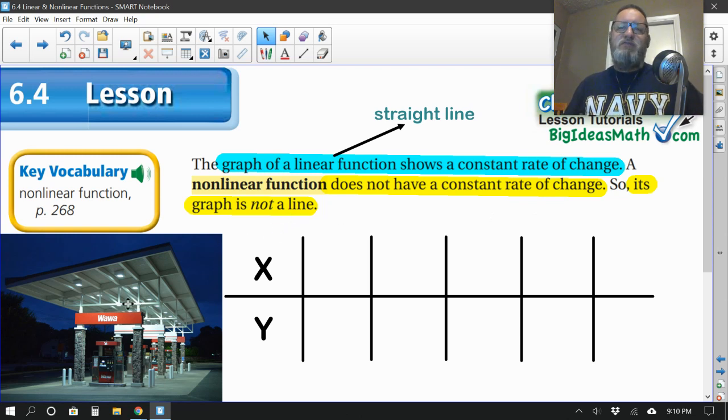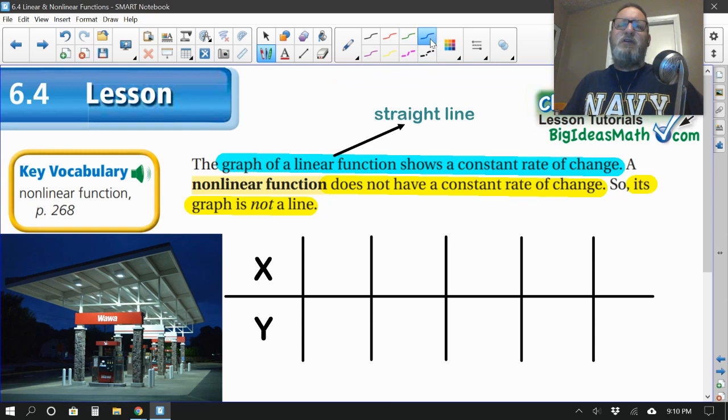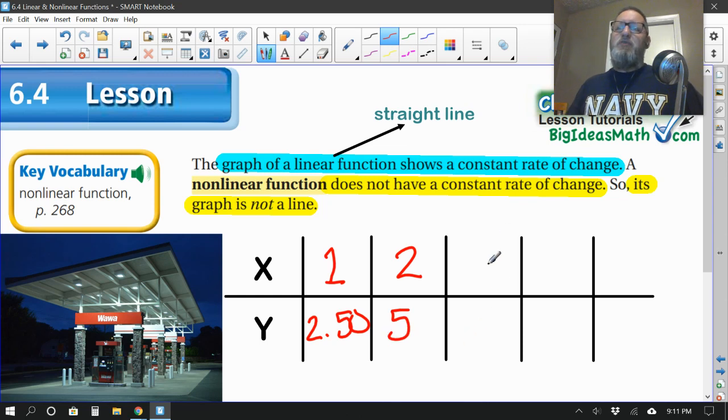So I grabbed a picture of a Wawa gas station. Thought we'd sort of try to explain this whole constant rate of change thing using Wawa. I'll use red because Wawa uses red. So if I go to the gas station, let's just say gas is, say, $2.50 per gallon. So if I buy 1 gallon, so I'll make the number of gallons I buy be my X here, that would cost me $2.50. If I bought 2 gallons of gas, well, 2 times 2.50 would be $5. If I bought 3 gallons, that would be $7.50.